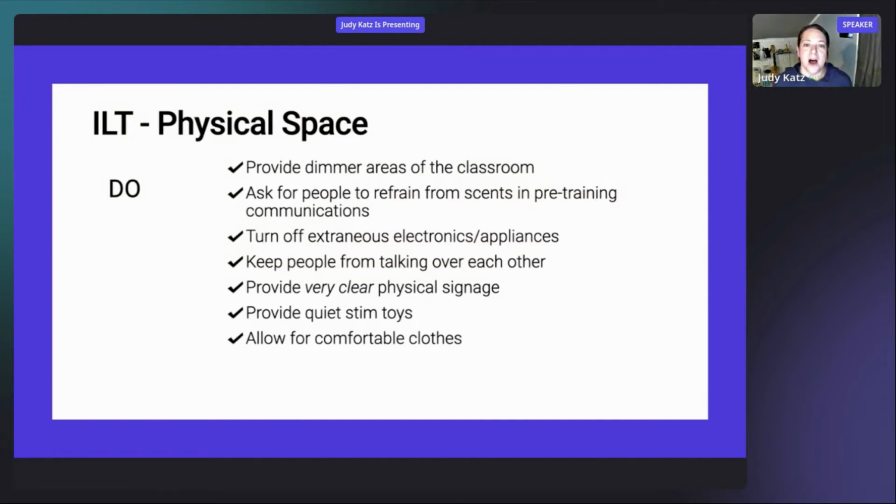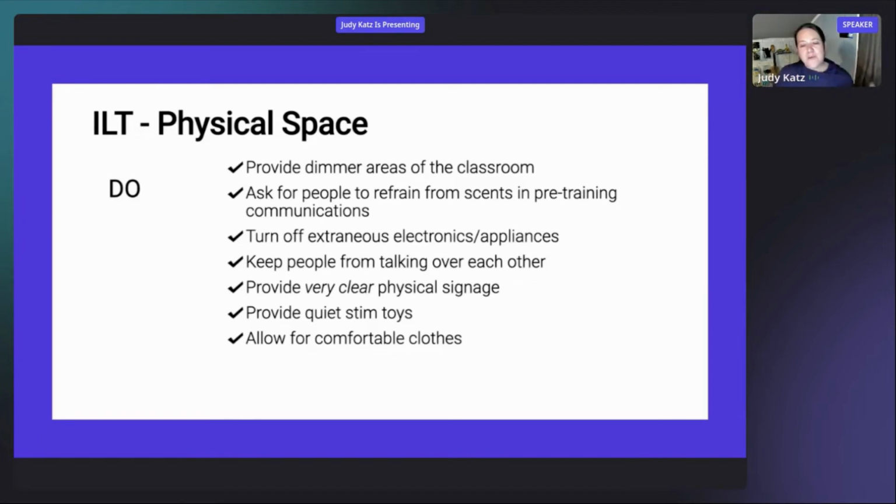Try to keep other audio things simple, so keep people from talking over each other. Very clear physical signage. Somebody mentioned normalizing STEM toys and keeping those in the classroom. I would say quiet STEM toys so that people don't get distracted by them. It is possible for somebody to need STEM toys themselves and also get distracted auditorily by other people's STEM toys. So I would say quiet STEM toys for everyone.